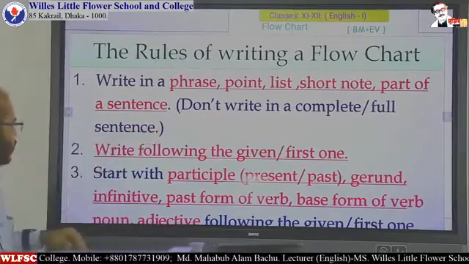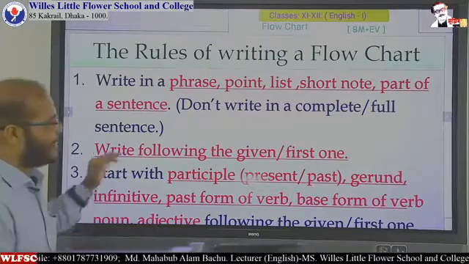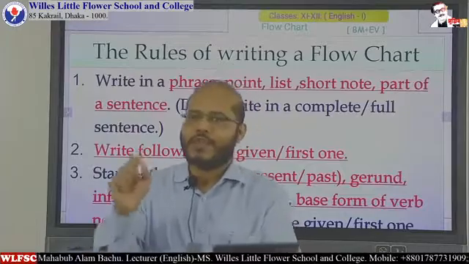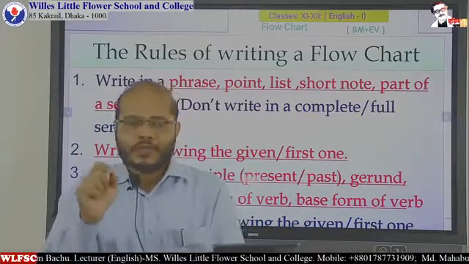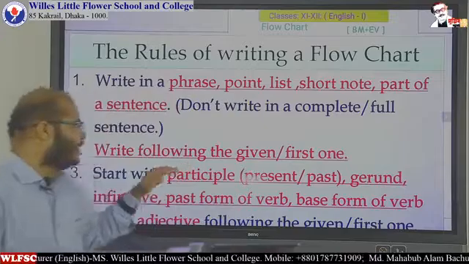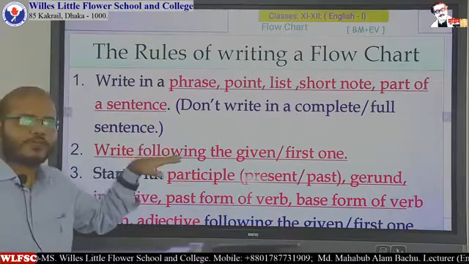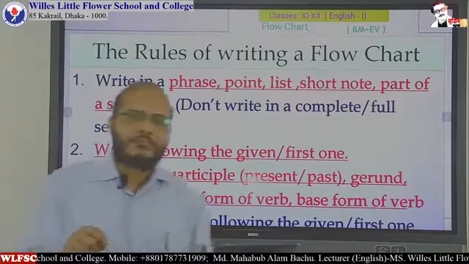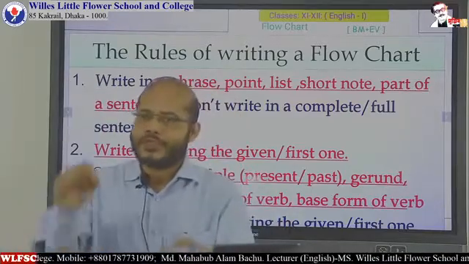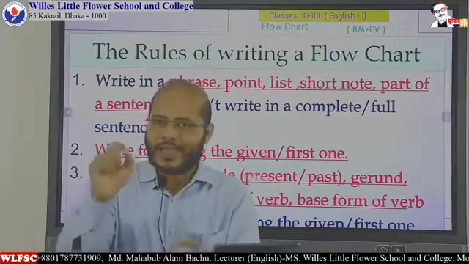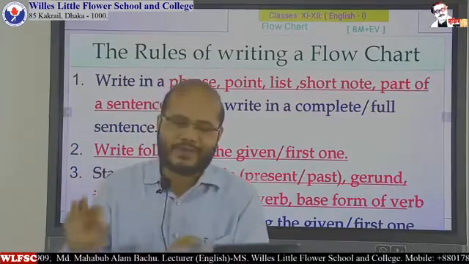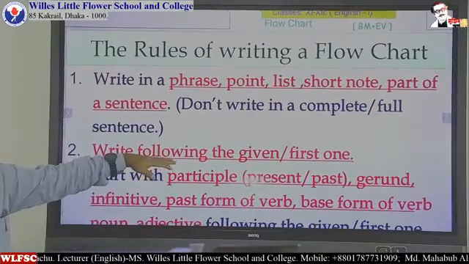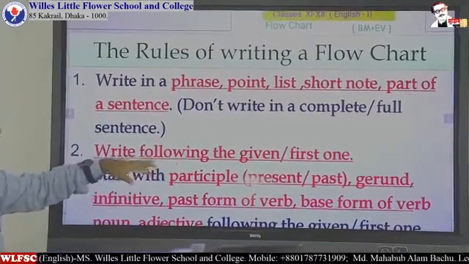Rule number 2: write following the given or first one. You know that the first one will be given for your help. So you have to follow the first one, and if you write according to your sweet will or your wish, the answer may not be correct. So you have to follow the first one and write all the next five following it.